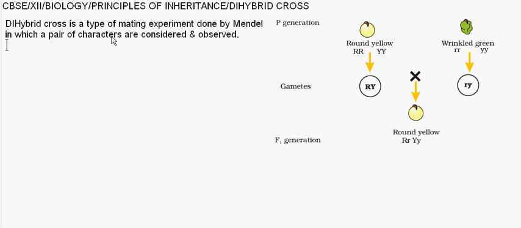then one pair does not hamper or interfere with the transfer of another pair of characters. For example, roundness of the seed won't interfere with the color of the seed. The two properties which are taken are the shape of the seeds and the color of the seeds.